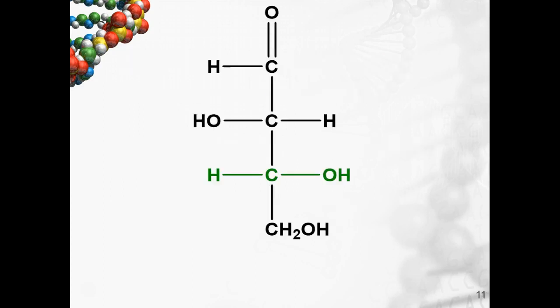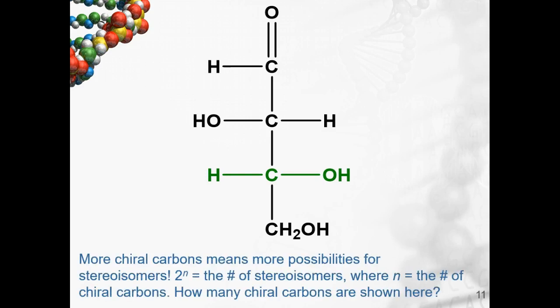So if I give you this compound right here, you should notice that there are 2 chiral carbons. There's a chiral carbon right here and another chiral carbon right here. So we have 2 chiral carbons and not just 1. More chiral carbons means we have more possibilities for stereoisomers. So we can use the formula 2 to the n, which equals the number of stereoisomers, where n is the number of chiral carbons. So how many chiral carbons are shown here? I've already told you there are 2. So that means if we do 2 to the n power, we have 4 possibilities, 4 total isomers.